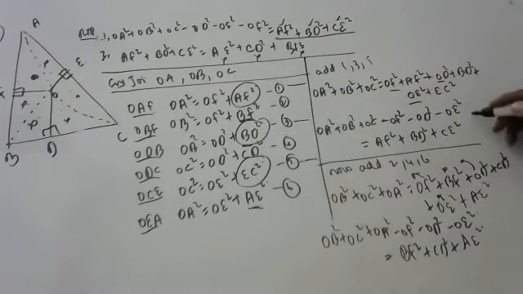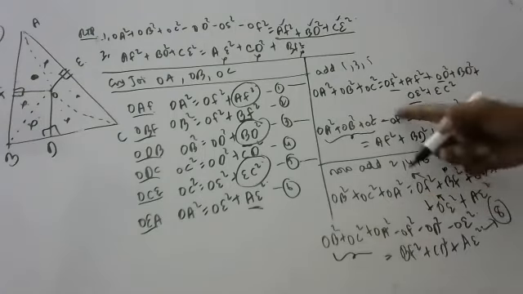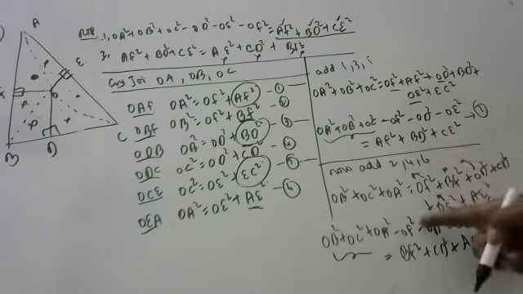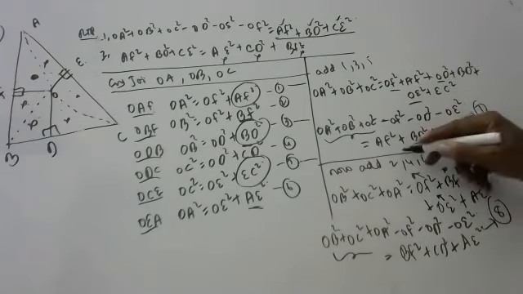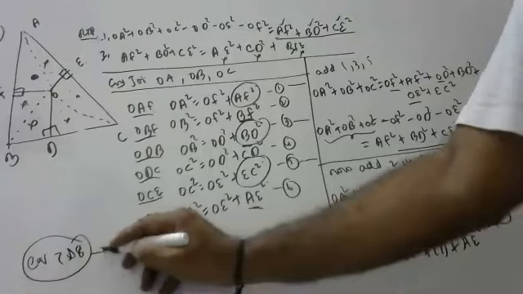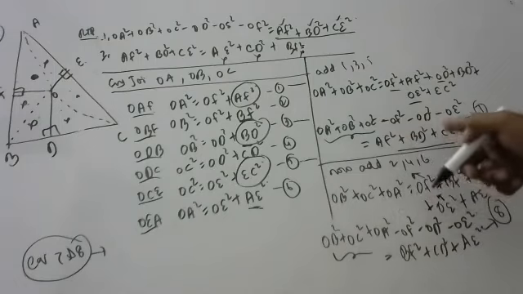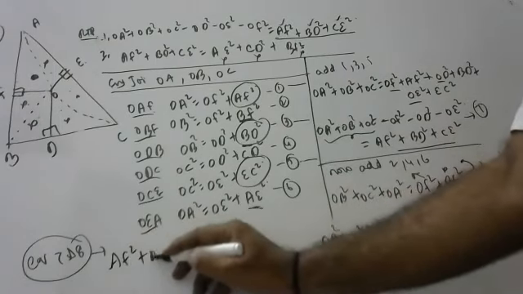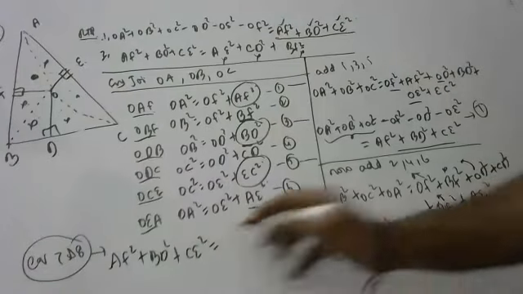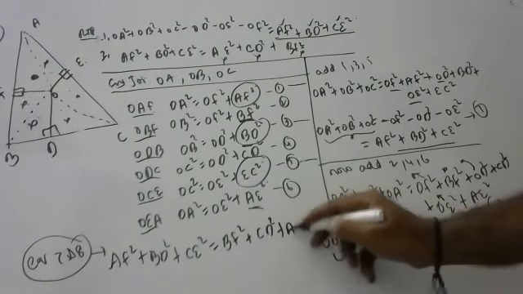Now what I will do, this is seventh equation, this is eighth equation. Children, compare seventh and eighth. LHS is the same in seventh and eighth. So equate RHS, that's all. So when you equate RHS, AF square plus BD square plus CE square is equal to BF square plus CD square plus AE square. Hence proved, children.